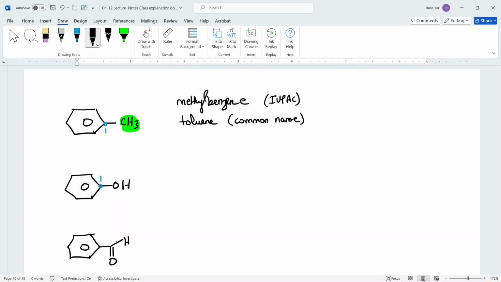Same thing for the OH and the benzene. OH means hydroxy. So if I want to name it by IUPAC, this is called hydroxybenzene.